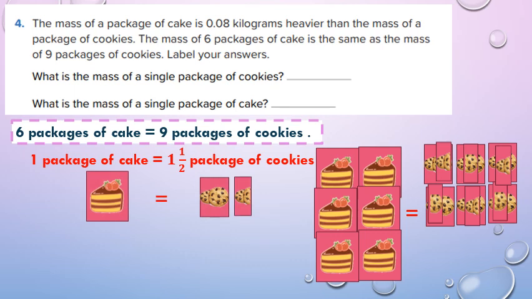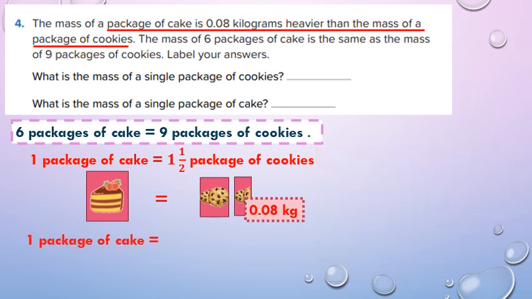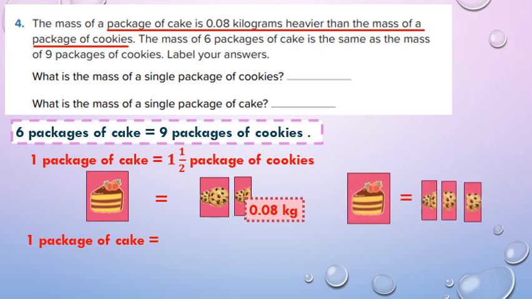So the difference between the package of cake and the package of cookies, we know that the difference between them is 800 kilograms. From our relationship, 1 package of cake equals 1.5 packages of cookies. So the difference between the 2 packages is this half package. So this half package weighs the difference, 800 kilograms. That means 1 package of cake equals 3 halves packages of cookies.